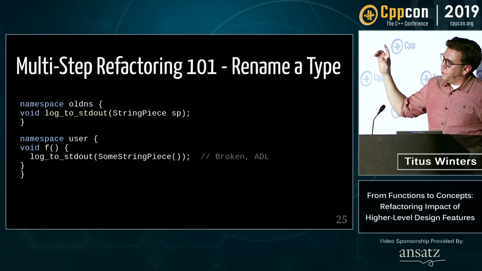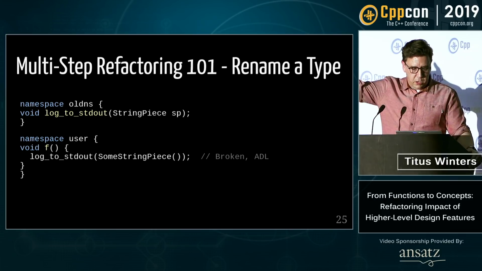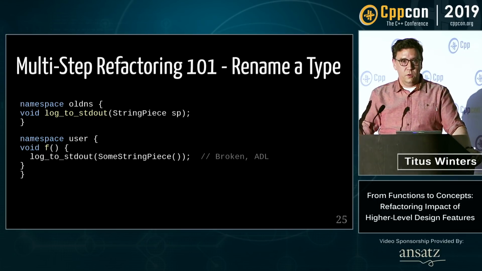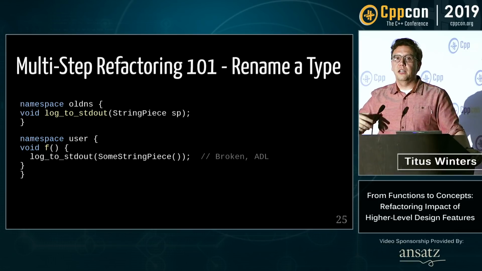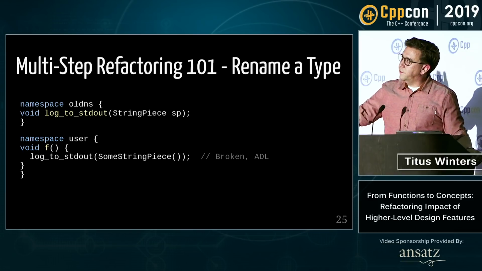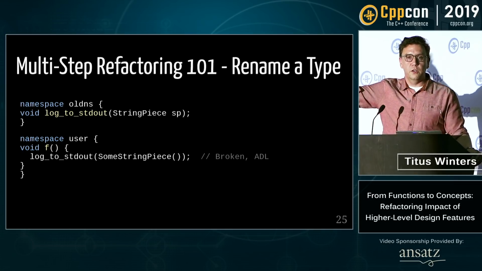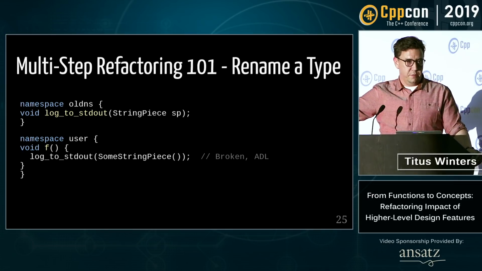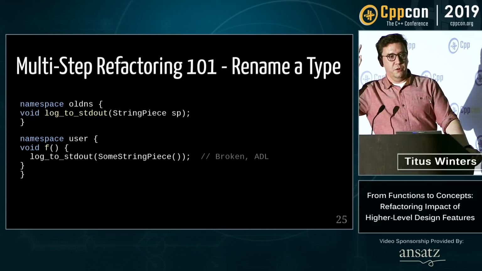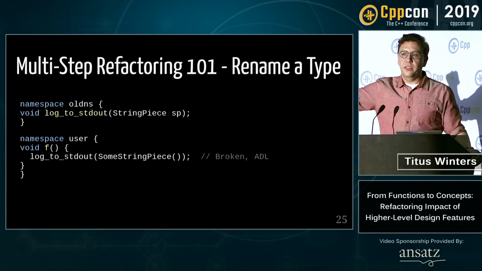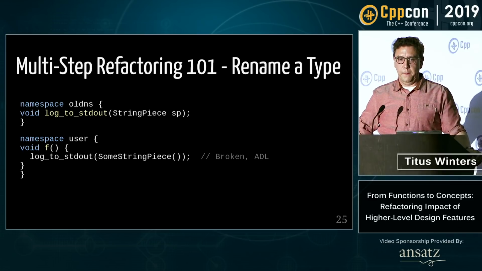So in short, for an unqualified function call, LogToStdout, if there are no qualifiers, if there are no colons anywhere in that, then we're triggering unqualified lookup. First, it's going to look in F, and then it's going to look in user, and then it's going to look in the global namespace, as you expect. But it's also going to look in the namespaces that are associated with the arguments to your function.